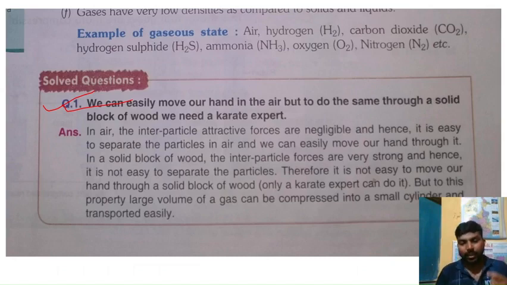So that is why we have to be a karate expert. This is the example you can give. Obviously in the answer it has been given in a longer way, but you can easily make it a shorter one.